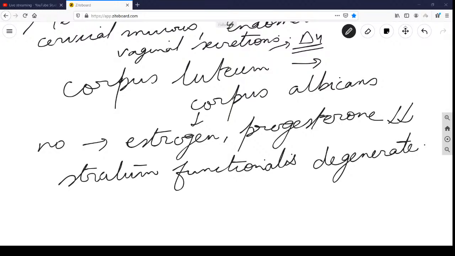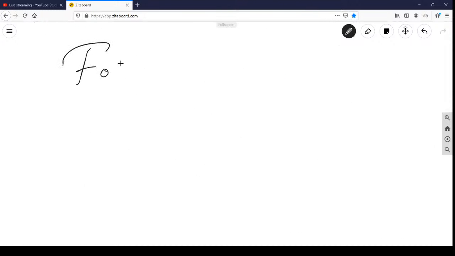Now coming to the follicular phase. The follicular phase is so named because it is characterized by the rapid growth of ovarian follicles. You can write it here. Follicular phase.